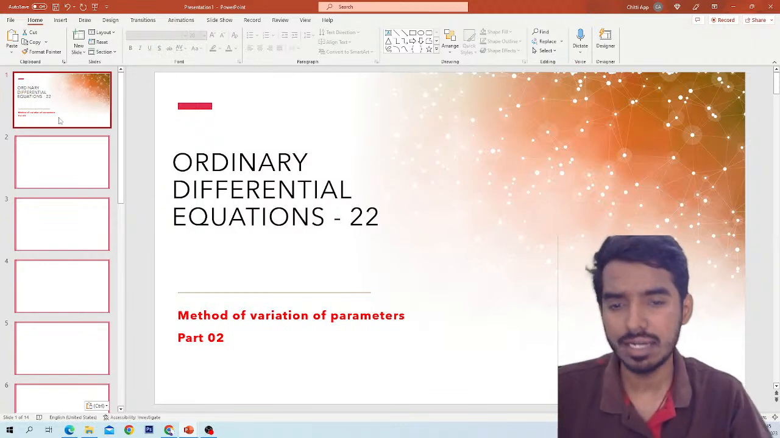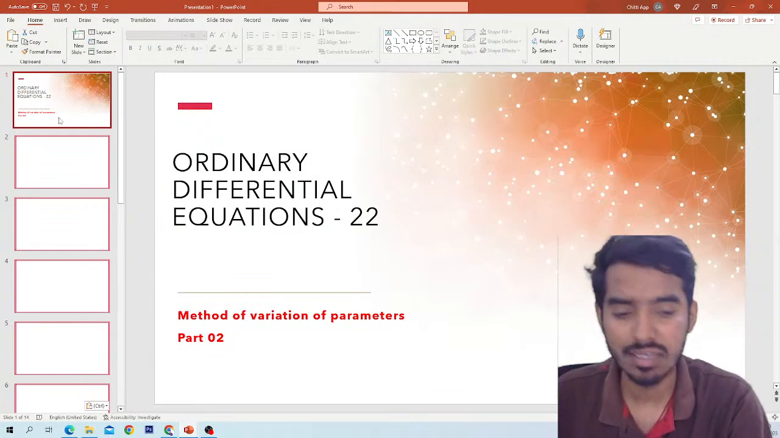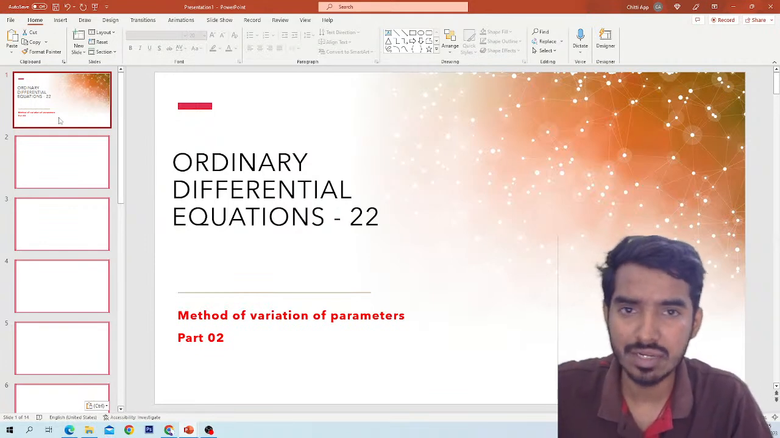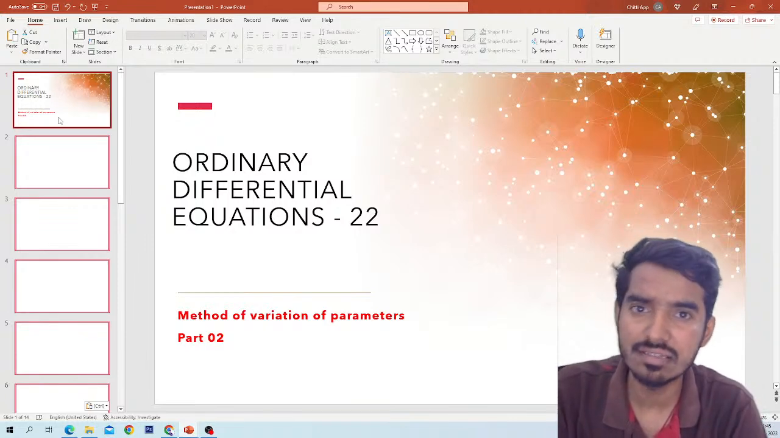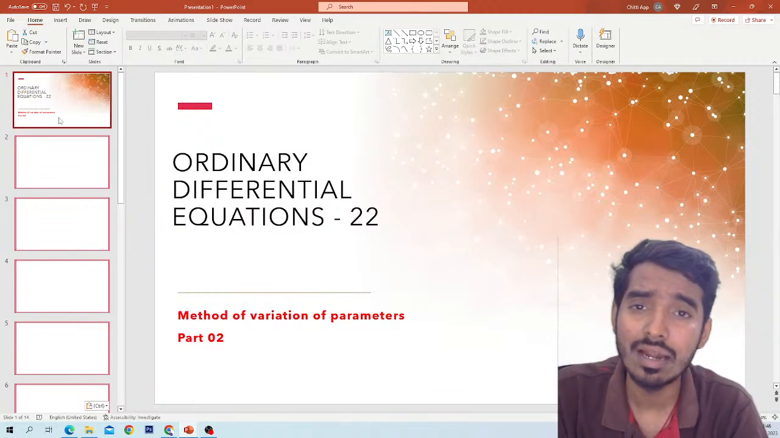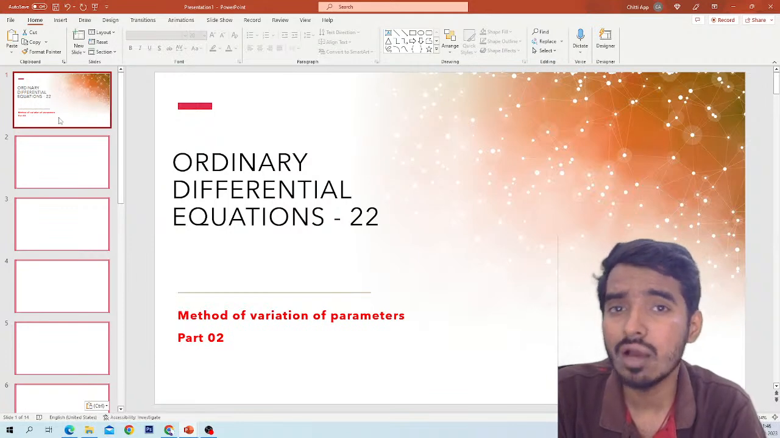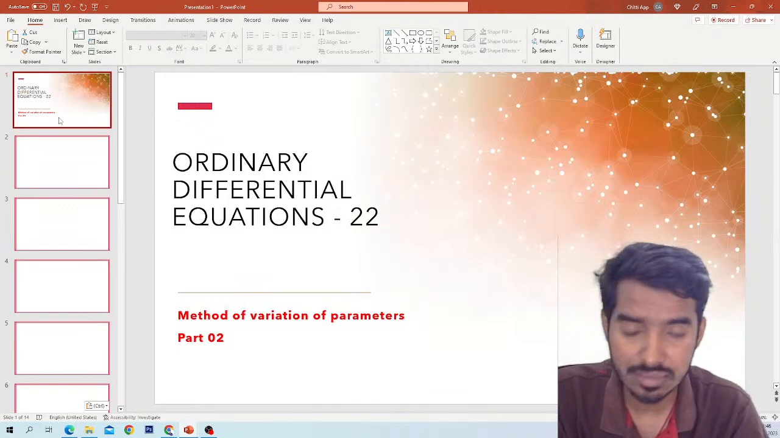This class we start the method of variation of parameters. This is the last video for the method of variation of parameters, and we still have three more topics left: orthogonal trajectories, solving higher degree differential equations, and Laplace transform to solve differential equations. So these are the three topics.